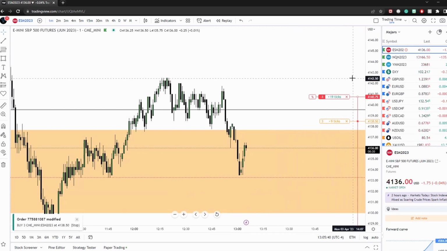And let's adjust my stop on my account as well. Don't want to see price coming there. So 41.